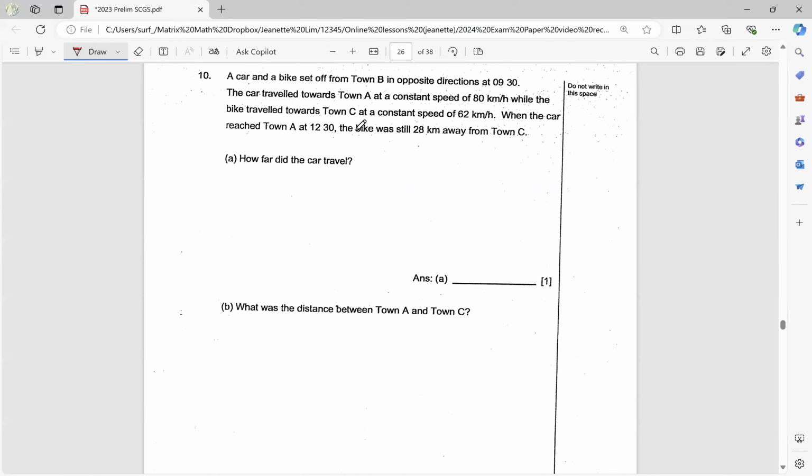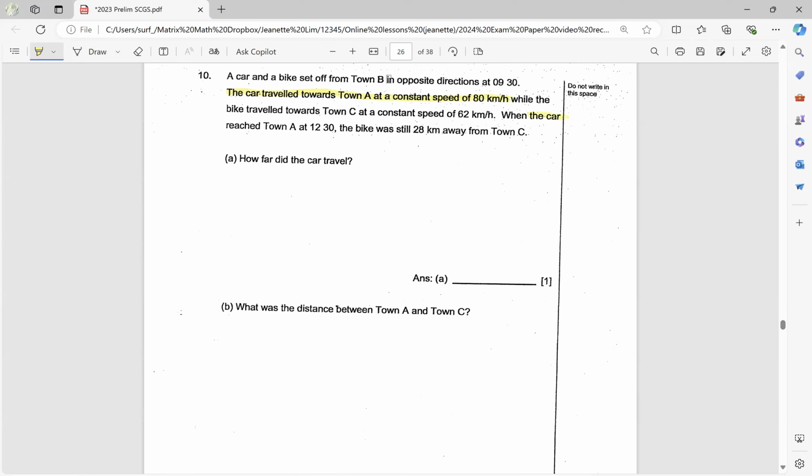Things to note in this question. Firstly, they started off in town B. So B is between A and C. The car is going towards A. The bike is going towards C, in different directions. Since the question is asking us for the car, let's look at the car. The car traveled towards A at a constant speed of 80 km per hour.